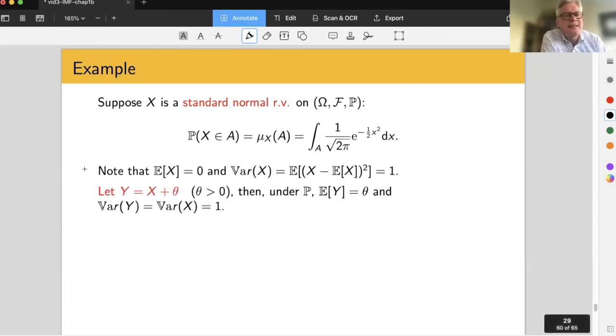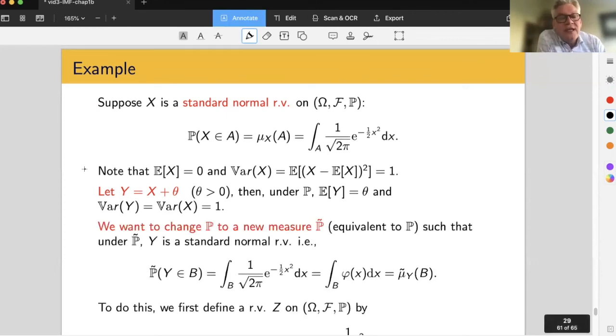Now, let's consider another variable, a shifted variable, a variable which is shifted by a parameter theta. So let Y be X plus theta, and theta being positive. Then, of course, under P, the expected value of Y is equal to theta, because the expectation operator is linear and the expected value of X is equal to 0. And the variance doesn't change under such a shift. So the variance of Y is equal to the variance of X, and that is equal to 1.